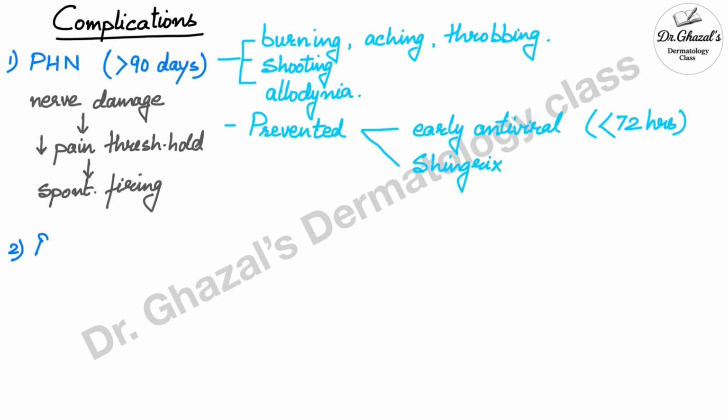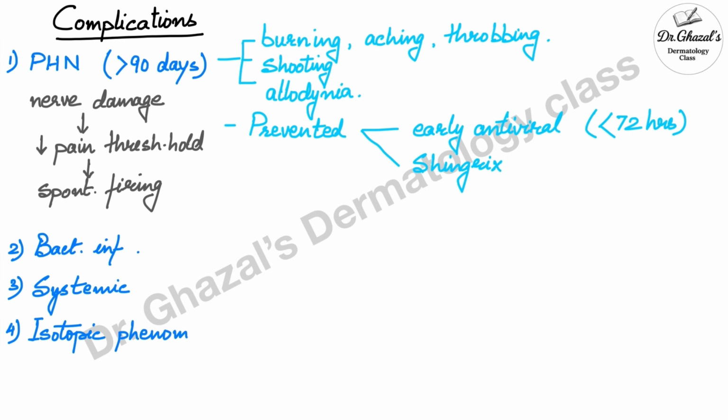Zoster can also be complicated by secondary bacterial infections that may lead to scarring. Systemic complications like pneumonitis, hepatitis. Coming to another very important complication that is usually asked, isotopic wound phenomenon. At the site of herpes zoster, which has already healed, a new disease like lichen planus may appear. So the site is the same, in a different timeline, different diseases occur.